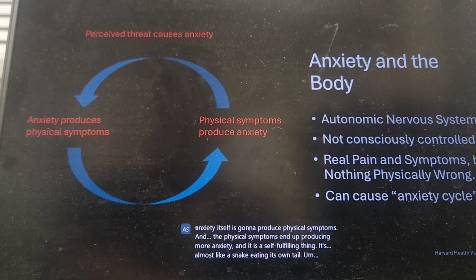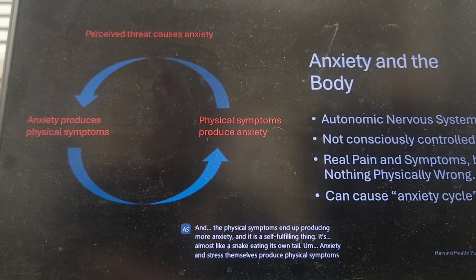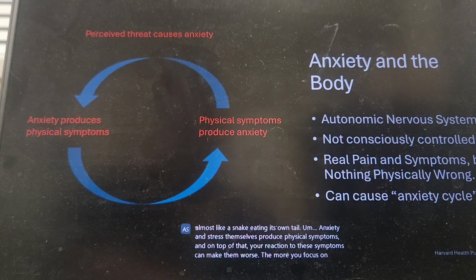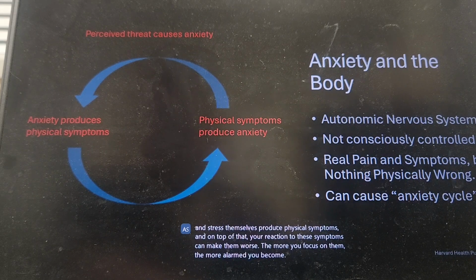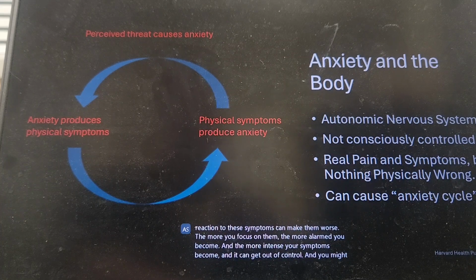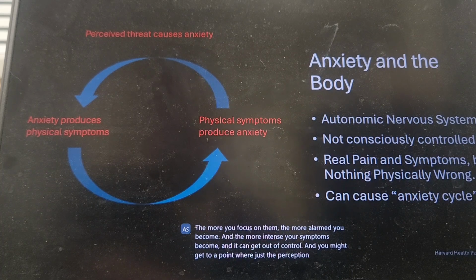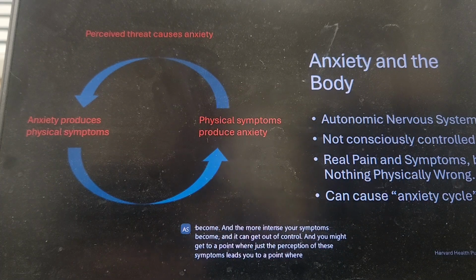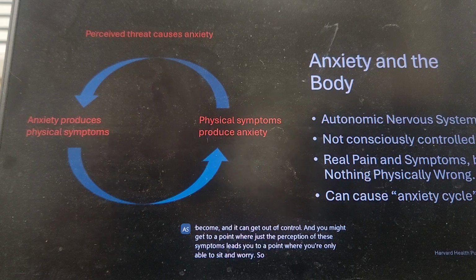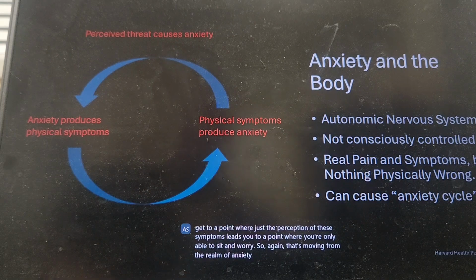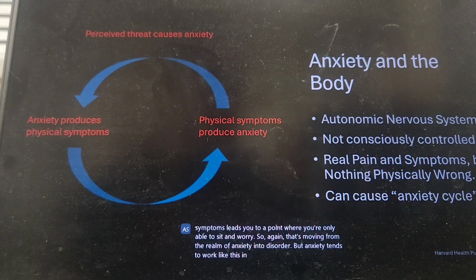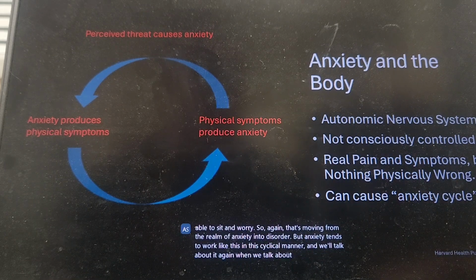Anxiety and stress themselves produce physical symptoms, and on top of that, your reaction to these symptoms can make them worse. The more you focus on them, the more alarmed you become, and the more intense your symptoms become, and it can get out of control. And you might get to a point where just the perception of these symptoms leads you to a point where you're only able to sit and worry. So again, that's moving from the realm of anxiety into disorder. But anxiety tends to work like this in this cyclical manner, and we'll talk about it again when we talk about anxiety in the brain.